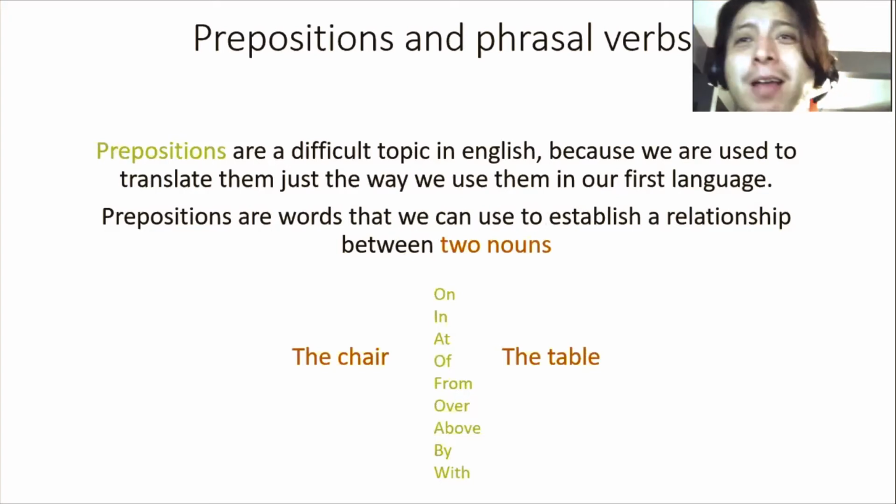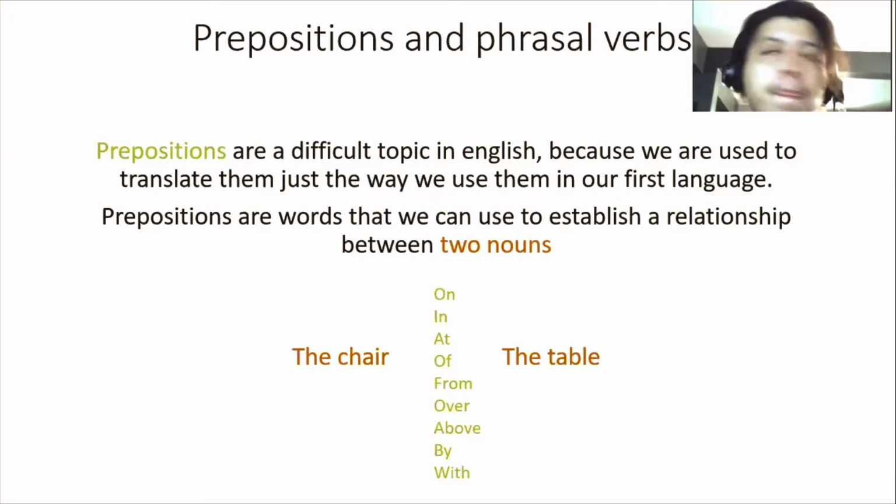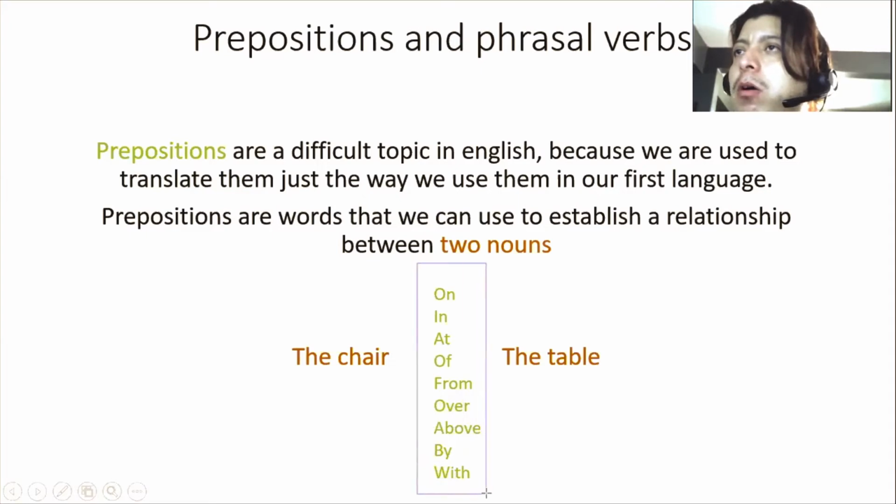Es un poco complicado explicar cómo funcionan, porque tienen dos funciones. Funcionan tanto como en español, como de otra manera, un poquito diferente. Las preposiciones, aquí tienen algunos ejemplos de algunas de ellas. On, in, at, of, from, over, above, by, and with. Prepositions are difficult. They are a difficult topic in English because we are used to translating them just the way we use them in our first language.